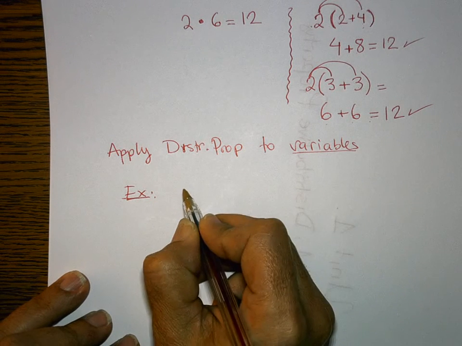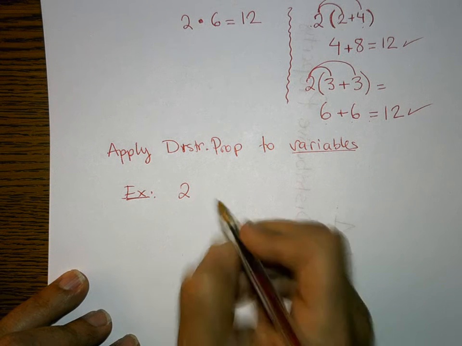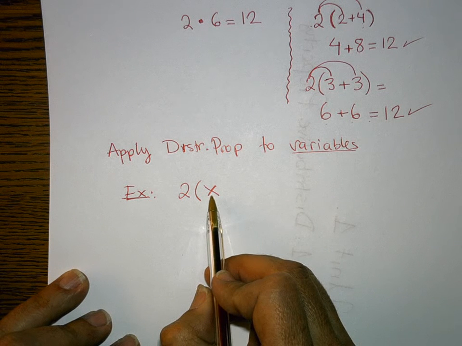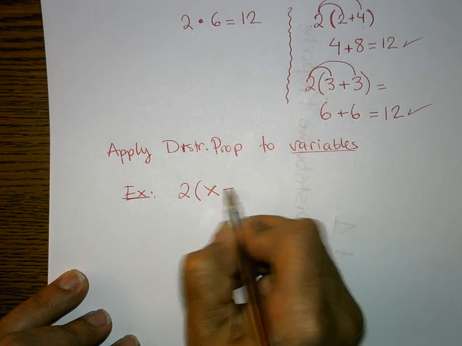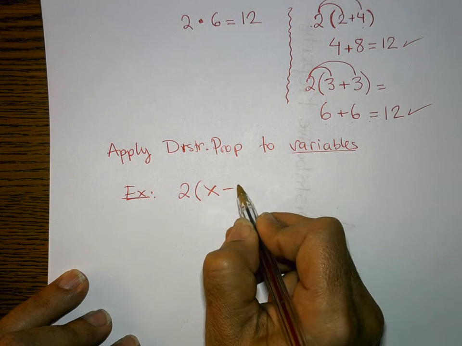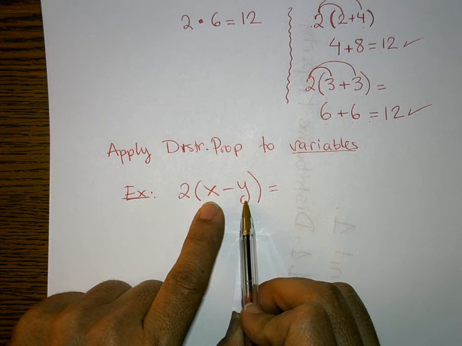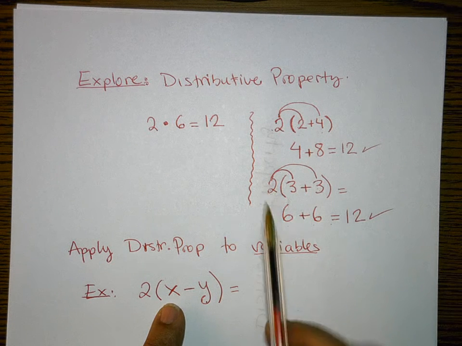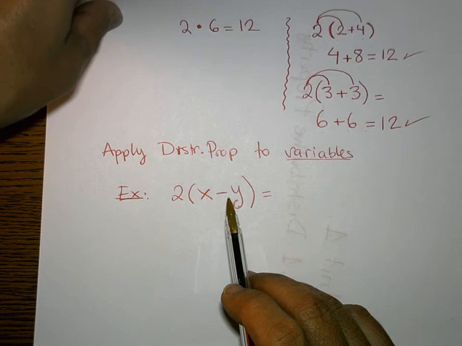Here's an example. I'm going to still stay with the number 2. We'll change to something else in a little bit. 2 times, let's pick the letter X. It represents some unknown number. We don't need to know what it is. And let's do minus, and pick another variable, Y. So these two numbers, we have no idea what they are. They could be 3 and 3, they could be 2 and 4, they could be any numbers, a 10 and a 6. We really don't need to know.